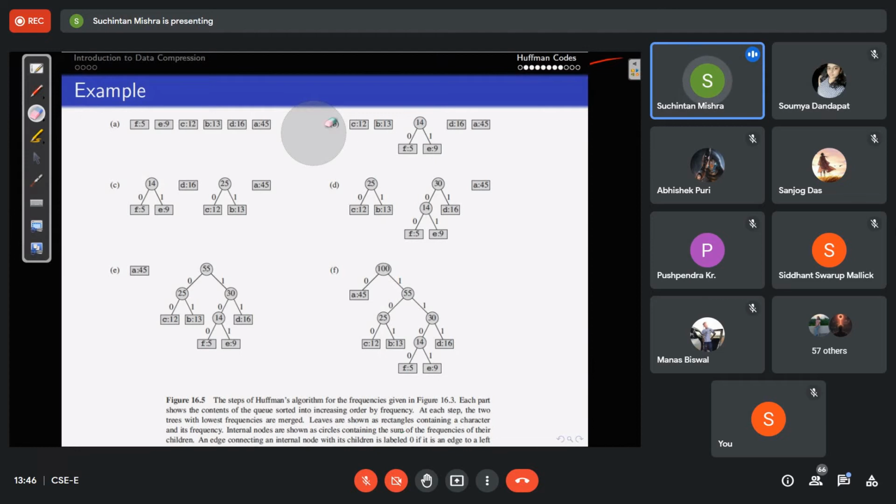Yes, has anyone completed the tree? I'm just going through the process again, so those who did not understand can look at the slides.